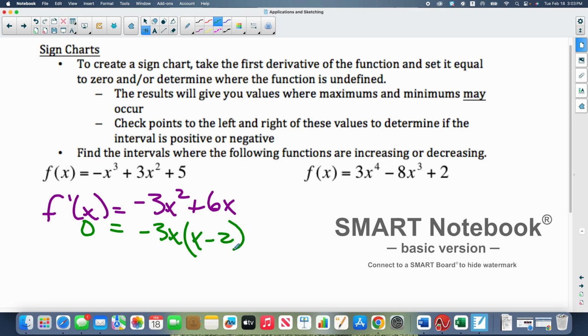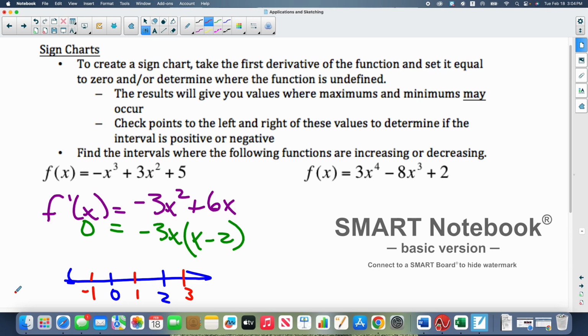Okay? So on my number line, when does x minus 2 equal 0? When x is 2, when it's the opposite. When is negative 3x equal to 0? When x is equal to 0. Okay? So there's my critical values. We kind of did that a while ago. We found where it's equal to 0. I'm going to test the areas of this. So I'm probably going to pick negative 1 to test there. I'm going to pick 1 to test there. And I'm going to pick 3 to test there.